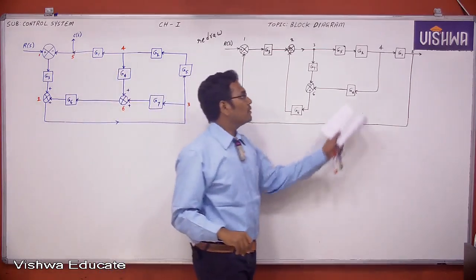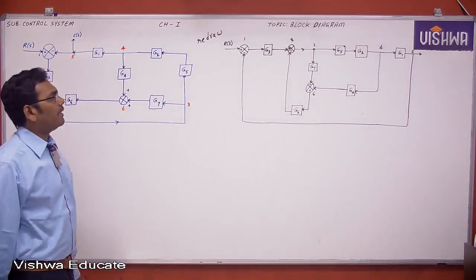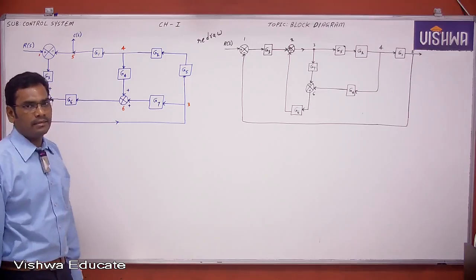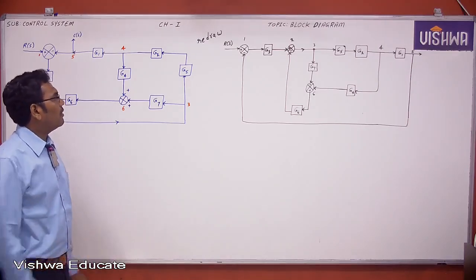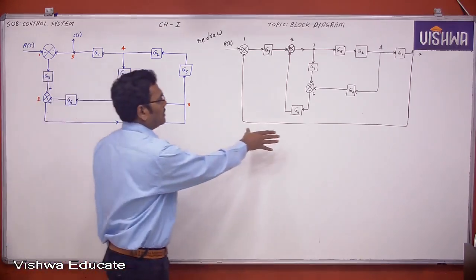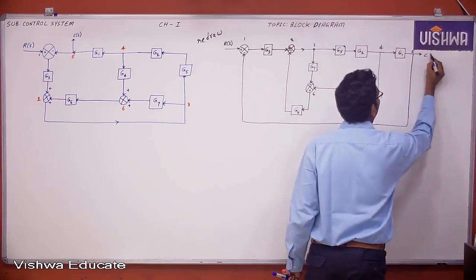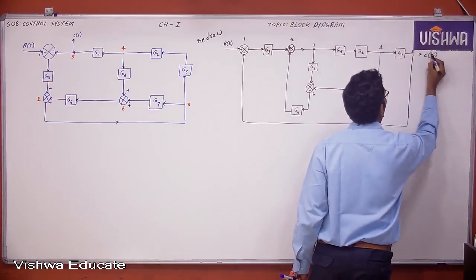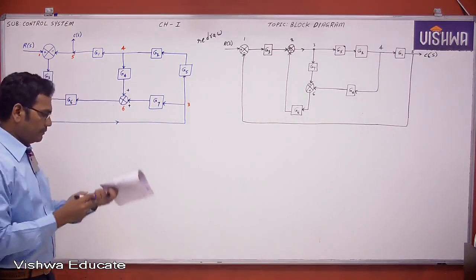Okay, so now I just redraw the circuit, and after redrawing the circuit is like this. Now you just concentrate here. Okay, carefully. Now this is the original circuit and this is the redrawn circuit, and he is asking to find the transfer function. Okay, now just concentrate here.